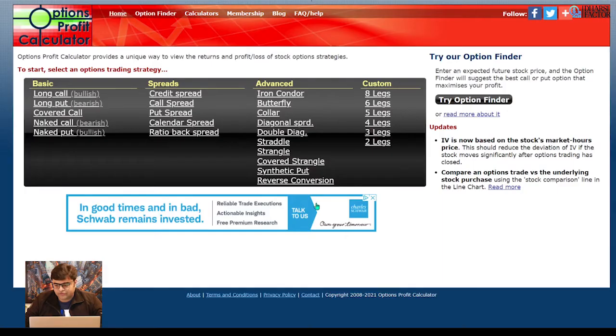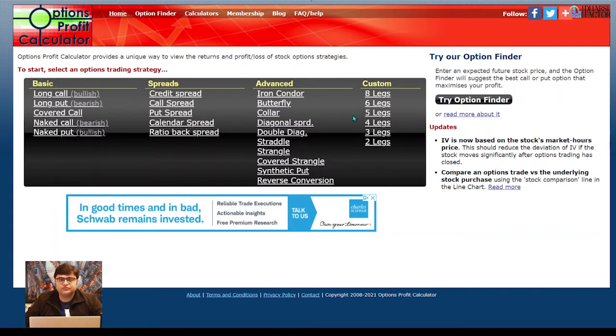Let me show you something pretty interesting over here. This is one of the option calculators I used to use, and I still use sometimes. One of my friends is also pretty into it and uses these option calculators. When I landed on this page for the first time, this option profit calculator taught me a lot. These are the basic options: long call, long put, covered call, naked put. Then these are spreads: credit spread, call spread, put spread. Then there are advanced ones: iron condor, butterfly, collar, and then there are customs which you can make on your own.